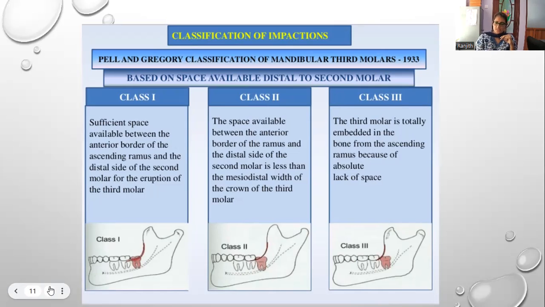Then you have class 3, where the entire tooth is going to be embedded into the ramus. That is, there is no space for eruption of the tooth. So there is absolute lack of space.